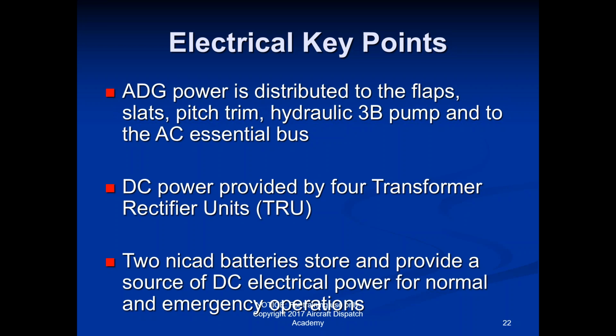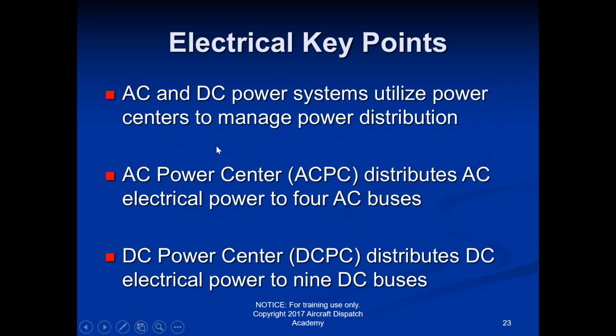DC power is provided by 4 transformer rectifier units, TRUs. Two NiCad batteries store and provide a source of DC electrical power for normal and emergency operations. AC and DC power systems utilize power centers to manage power distribution. The AC power center distributes AC electrical power to 4 AC buses. The DC power center distributes DC electrical power to 9 DC buses.